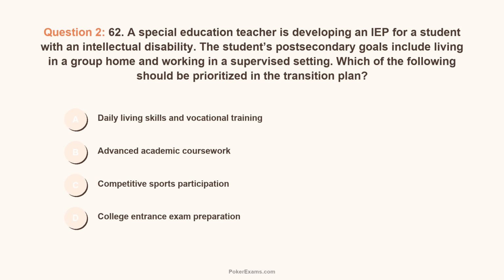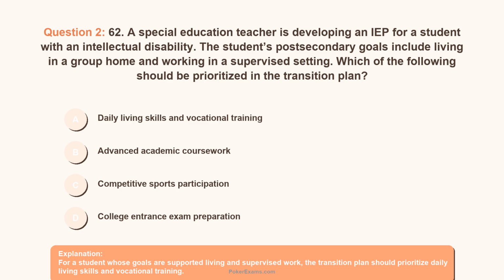Question 2. 62. A special education teacher is developing an IEP for a student with an intellectual disability. The student's post-secondary goals include living in a group home and working in a supervised setting. Which of the following should be prioritized in the transition plan? Daily living skills and vocational training. Advanced academic coursework. Competitive sports participation. College entrance exam preparation. For a student whose goals are supported living and supervised work, the transition plan should prioritize daily living skills and vocational training.